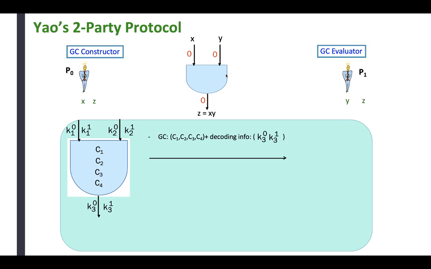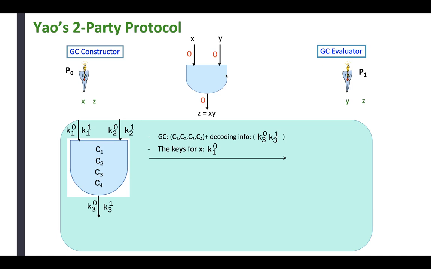And apart from this, in order to enable the evaluator to evaluate, P0 is simply going to send the key corresponding to its input. So its input is X. In this case, we have assumed that it's 0. So it's simply going to pass on the left key corresponding to the input wire X. And that's all. So these are all sent to the evaluator.